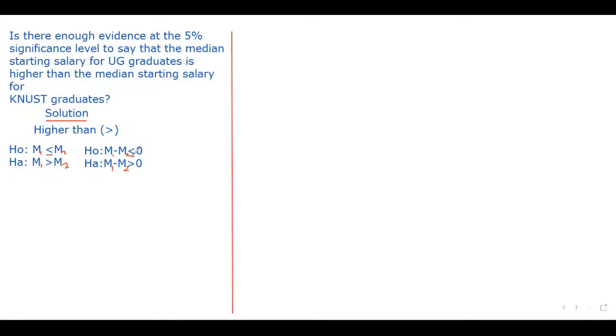We can write it in this way or in this way, but I prefer you use the first one because it is the easiest way and you don't confuse yourself. So we move on to the second step, which says we should calculate the U statistic. That's where the workload lies. Are you getting it?